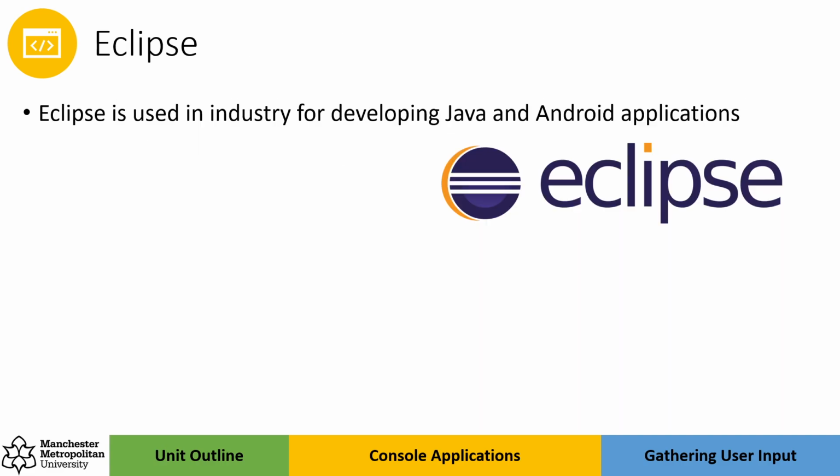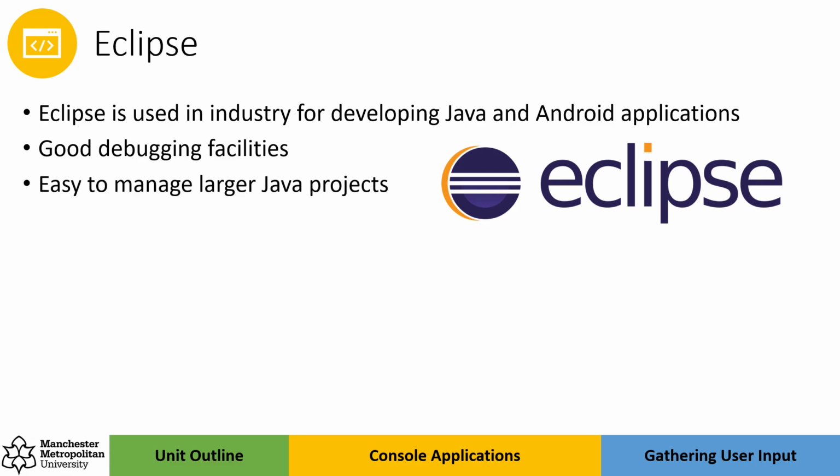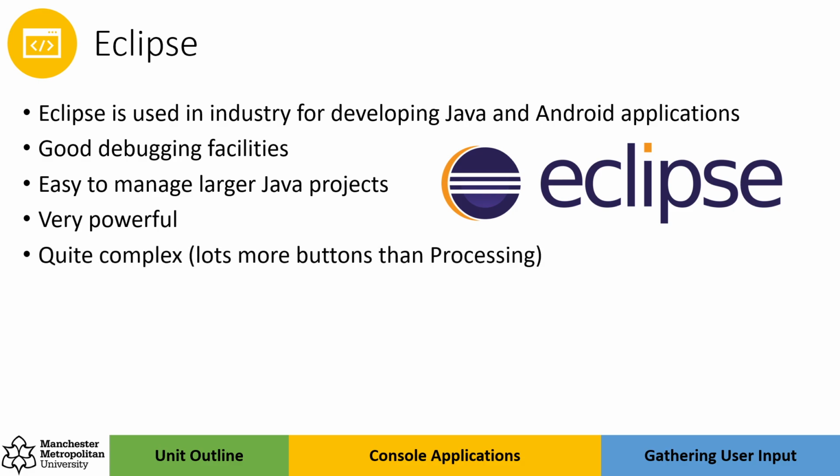Now Eclipse is very popular in industry for developing Java and Android applications. It's got very good debugging facilities to help us find logic errors in our code and to walk through the code step by step. Because it's a more industry relevant IDE, it's naturally better for managing larger projects. It's very powerful in terms of what it can do, but with that power comes a little bit more complexity. So as I mentioned earlier, there are a lot more buttons in Eclipse than there are in Processing, so it is quite intimidating when you first open it. But we're going to be providing an easy introduction for our purposes in terms of what we're using it for.